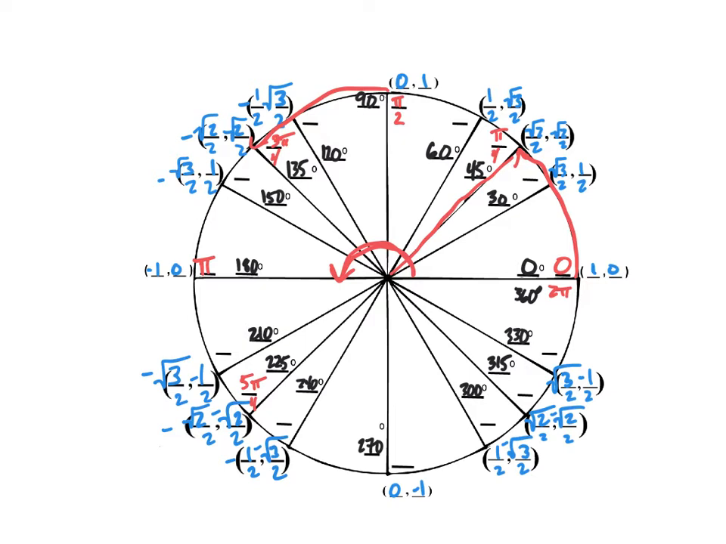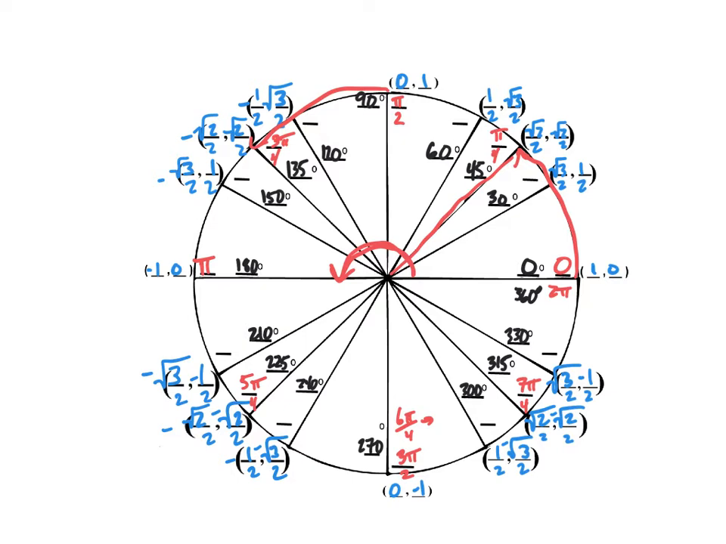Another pi over 4 would be 6 pi over 4, but then let's reduce that fraction. So 6 pi over 4 goes to 3 pi over 2. Another pi over 4 would be 7 pi over 4. And then another pi over 4 would be 8 pi over 4. And so now we're back to 2 pi.